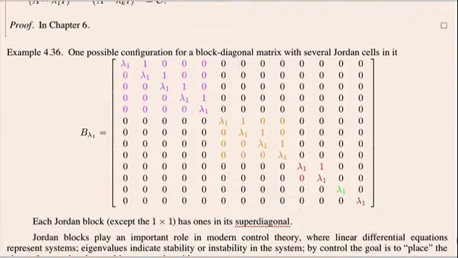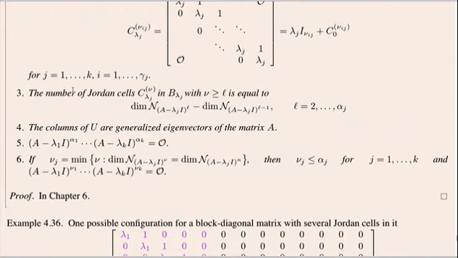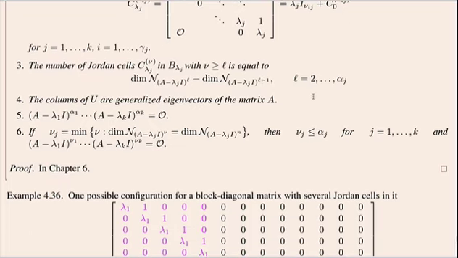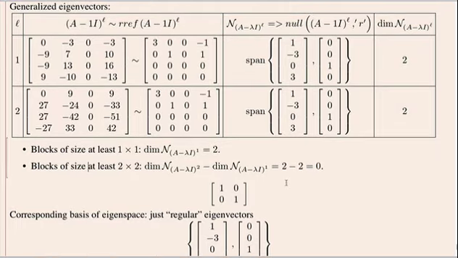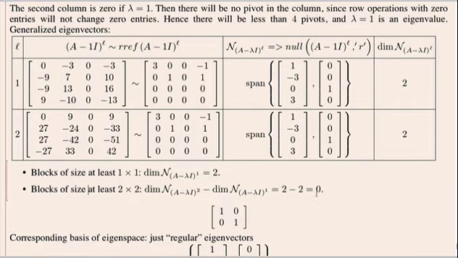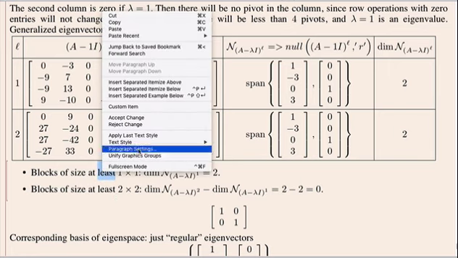Let me go back to the theorem and point this out. So mu, the size is at least L. You get this number, how many Jordan cells you have, by subtracting the dimension of the null space of the L minus first power from the dimension of the null space of the Lth power. So we get 2 minus 2, which means we don't have blocks of size at least 2 by 2. We only have blocks of size 1. And also notice that the theorem says at least.